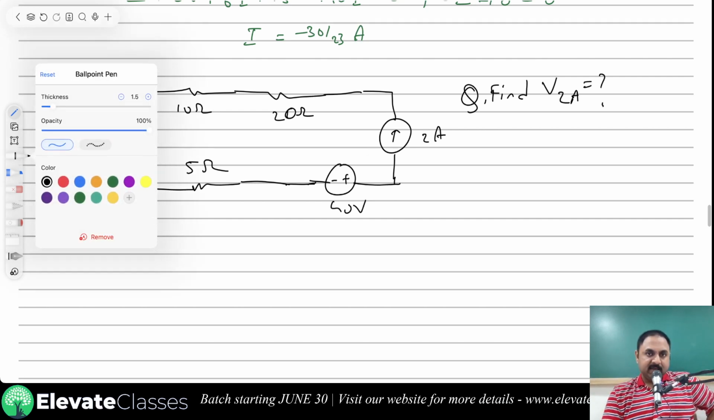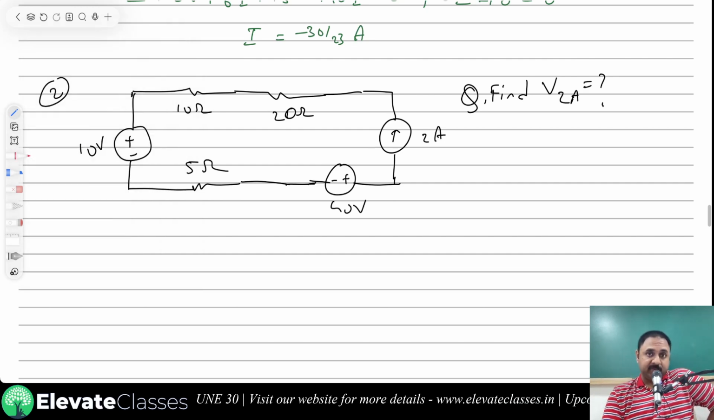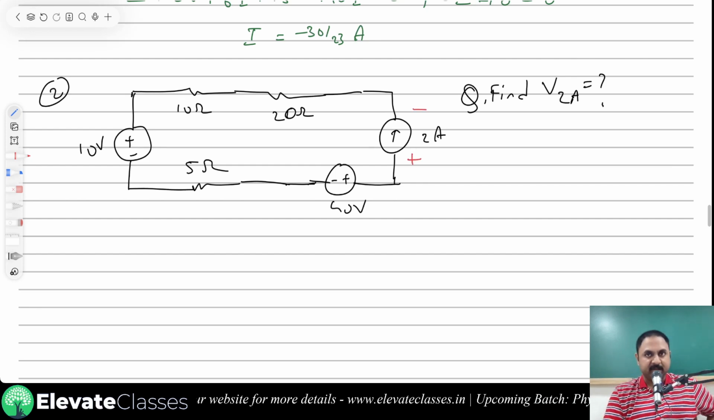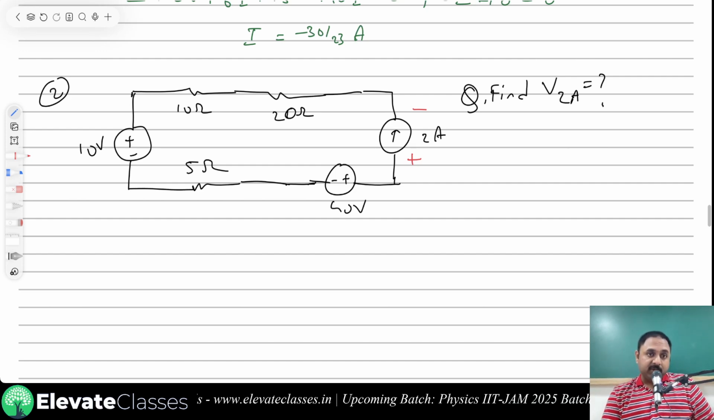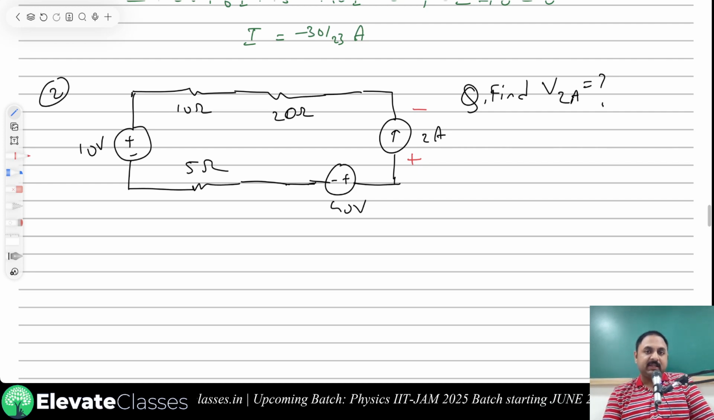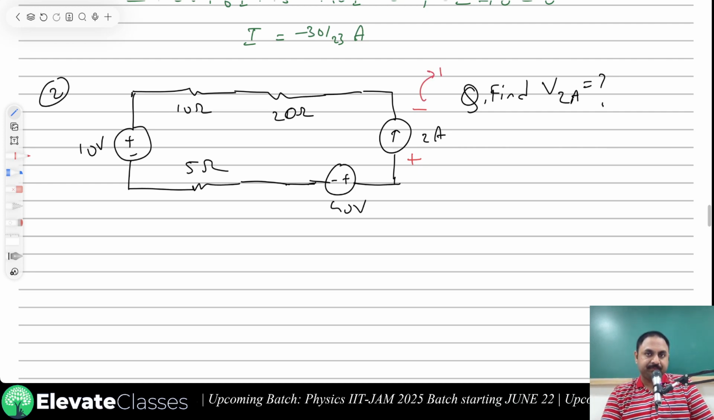Now the thing is, this is a constant current source, right? I have to assume where the voltage might be. So I am assuming the voltage is like this. This is plus, this is minus. For a constant current source, the current value is known, voltage is unknown. For a constant voltage source, voltage value is known, current value is unknown. So here I am assuming this is the direction. This is an assumption.